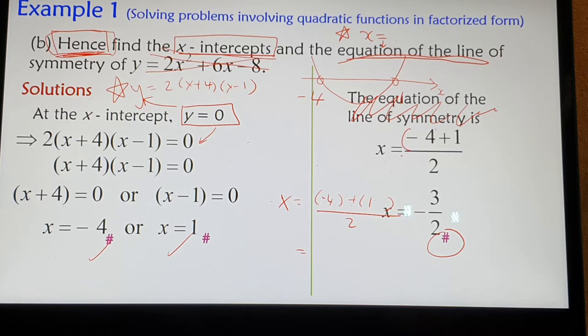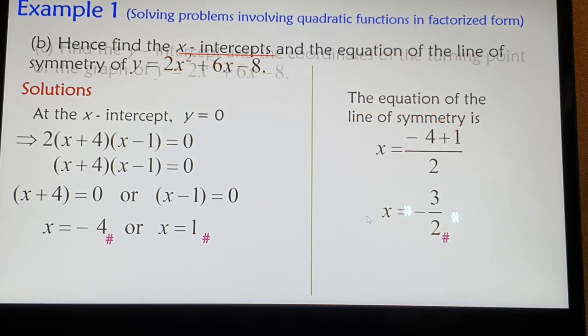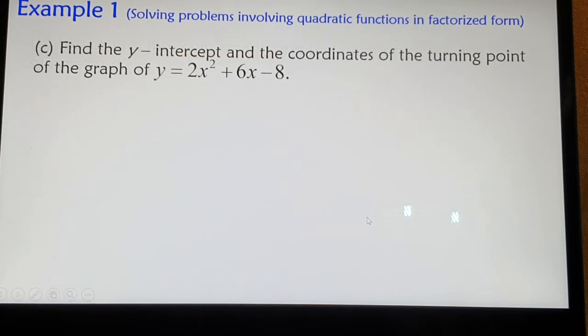Hey, everybody, I want you to take note. You put brackets, it's very clear. Okay, we work using a template. Like this. Okay, so you take the two numbers, the minus 4 and 1, and then you divide by 2. Add them up, divide by 2. Okay, so that's how you find the line of symmetry. Okay, later I'll tell you how to find the line of symmetry from the completed square form, okay?